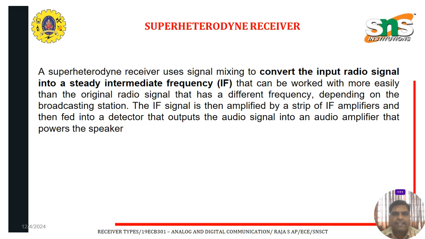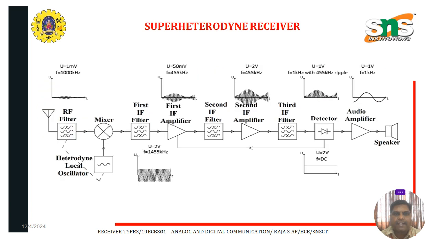The IF signal is then amplified by a strip of IF amplifiers and then fed into a detector that outputs the audio signal into an audio amplifier that powers the speaker. So there are 9 stages available.